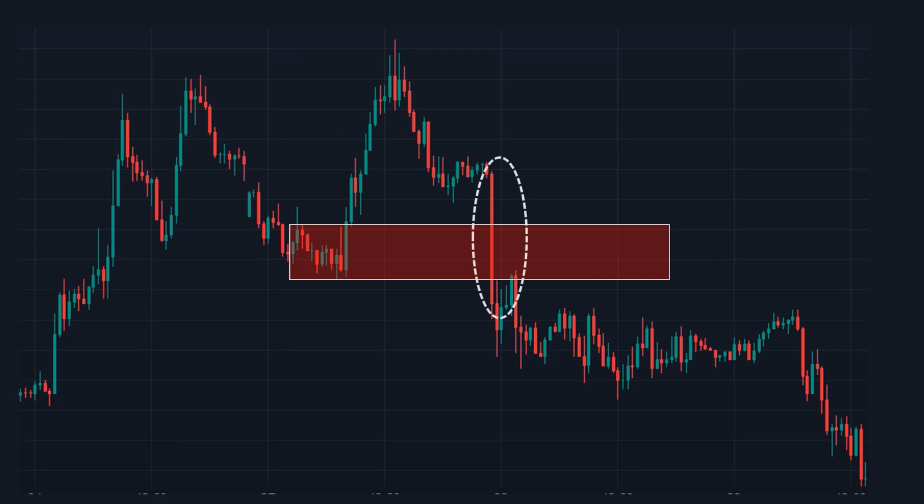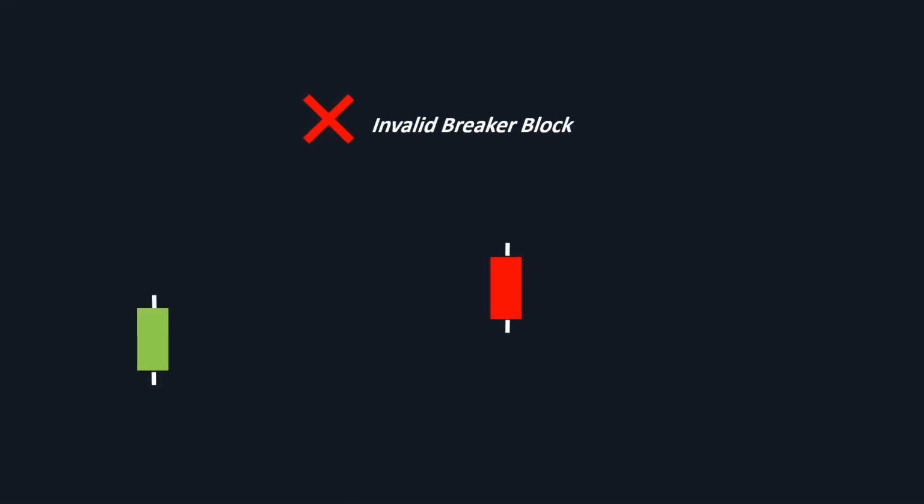The third rule asserts that a breaker block is only deemed valid if the price breaks and closes above or below it with the body of the candle. Mere penetration with a shadow or wick does not qualify.